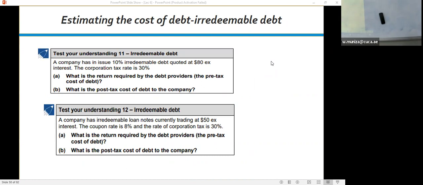Now, understanding number 11, students: what is the return required by the debt providers, the pre-tax cost of debt, and what is the post-tax cost of debt to the company? What will be the formula for the first case? What is the return required by debt providers? The first formula, what is that? It's I by MV. Not 1, that is I. MV is equal to?